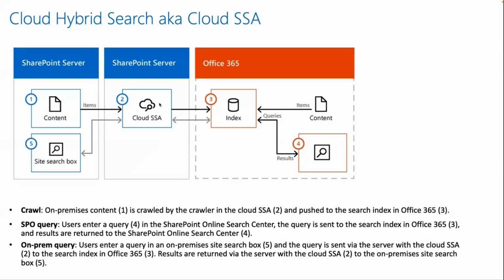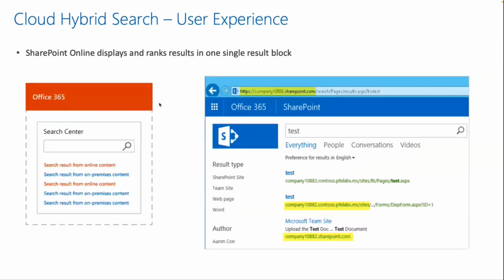Your users can query in SharePoint Online, as well as users sitting on-prem, who can query in the on-prem SharePoint search box as well. So it provides you the best of both worlds, essentially, right? If you look at the end user experience in this cloud hybrid search, people can search on both and they will get interleaved results, right?